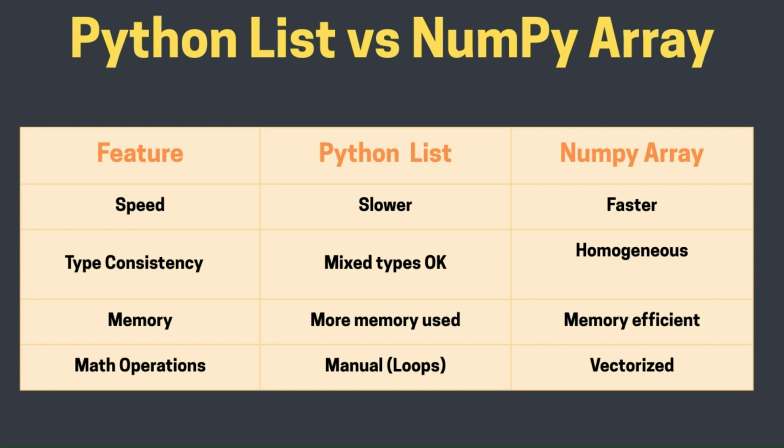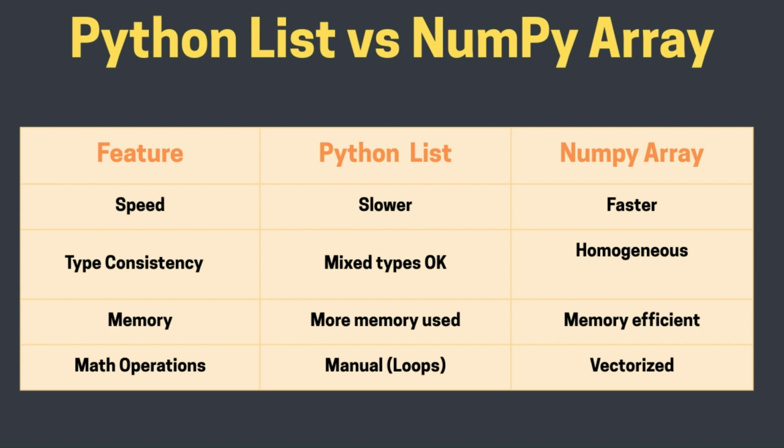The second difference is type consistency. Python list, as we all know, supports heterogeneous data types. In the same Python list, you can have an integer, a string, another list also, while NumPy arrays are homogeneous in nature. You can have any data type in a NumPy array, but all the data in a given NumPy array have to be of the same data type. So all strings or all integers or all floats.